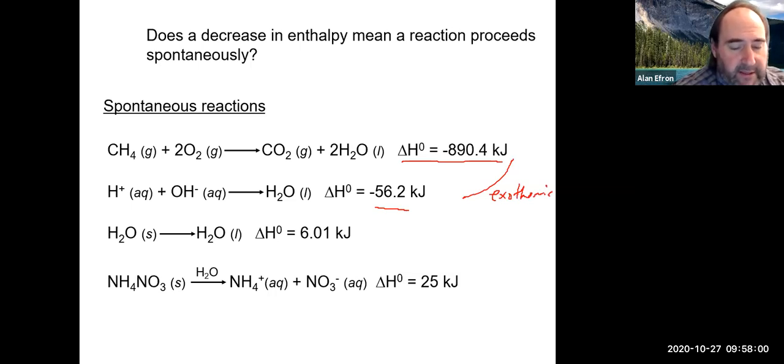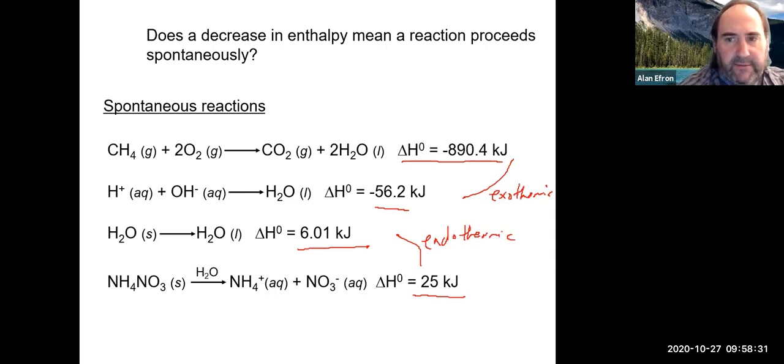We also have a solid going to liquid, which is an ice cube melting, and that is also a spontaneous process. If you take an ice cube out of the freezer, it will pick up heat and energy from the surroundings and start to melt. But that is an endothermic process with a positive delta H, along with dissolving an ionic compound like ammonium nitrate, again a positive delta H. So these are endothermic.